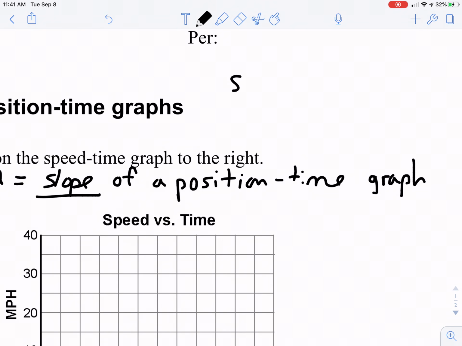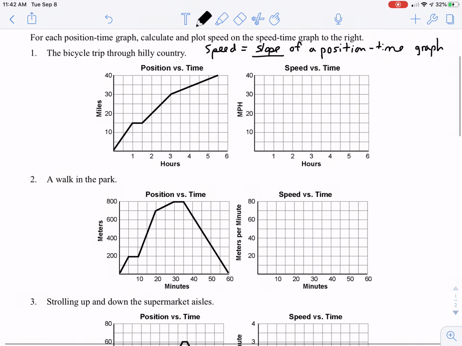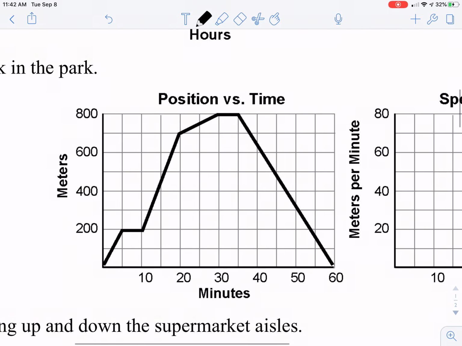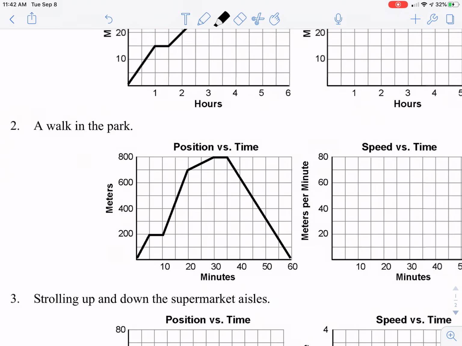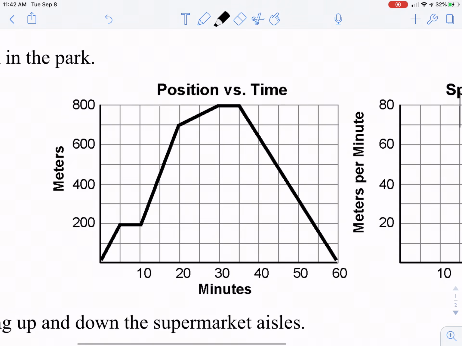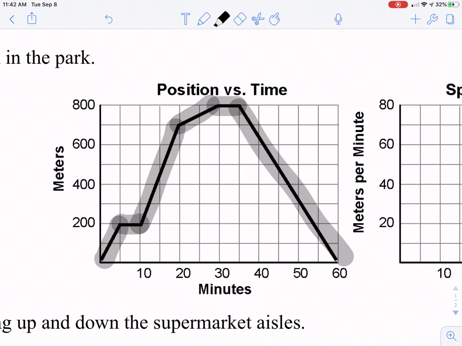Okay, now recall, slope equals rise over run. So we're going to have to count some rise over run in terms of the scale that's used on each axis and figure out the slope of each line segment. The first thing I would do is count and account for every line segment that's in the graph. So for instance, in graph number 2, we have a walk in the park, and the position time graph shows 1, 2, 3, 4, 5, 6 line segments. Since it shows 6 line segments, we should expect to calculate 6 slopes.